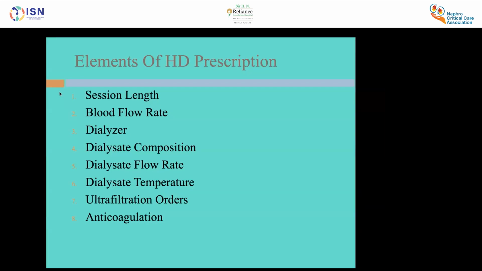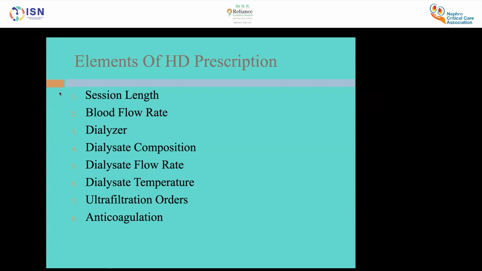Then the dialysate temperature will come. What should be the average blood flow rate? It will depend entirely on the modality. If it's usual hemodialysis, the blood flow should be around 300. If you're going for prolonged intermittent dialysis, we generally start at the lower side. Blood flow should be around 180 to 200, and the dialysate flow we keep at 300. This is for the prolonged intermittent or SLED varieties.